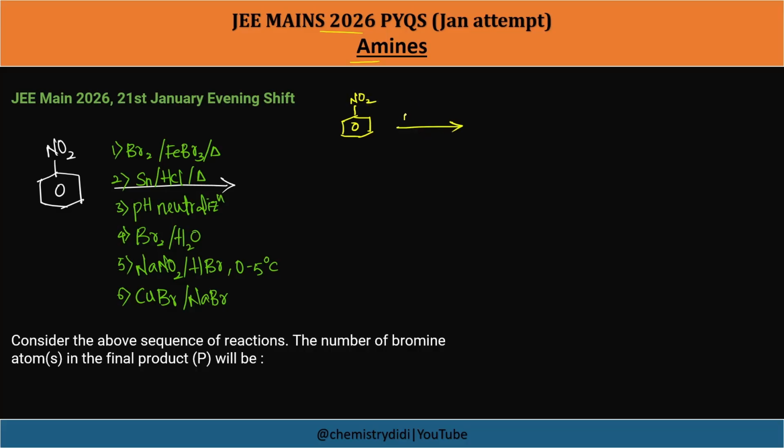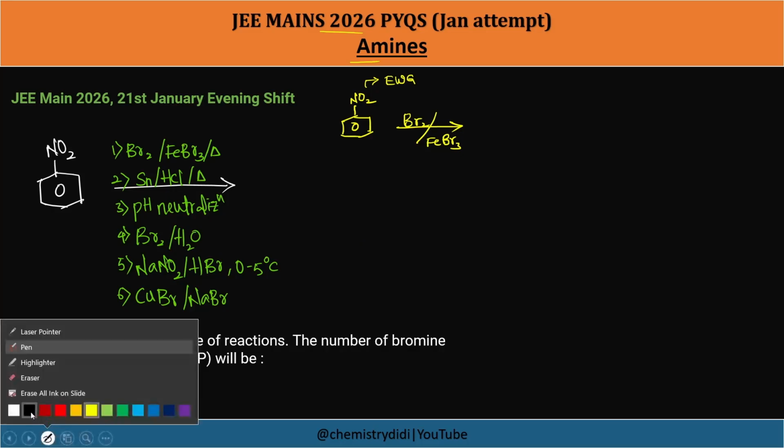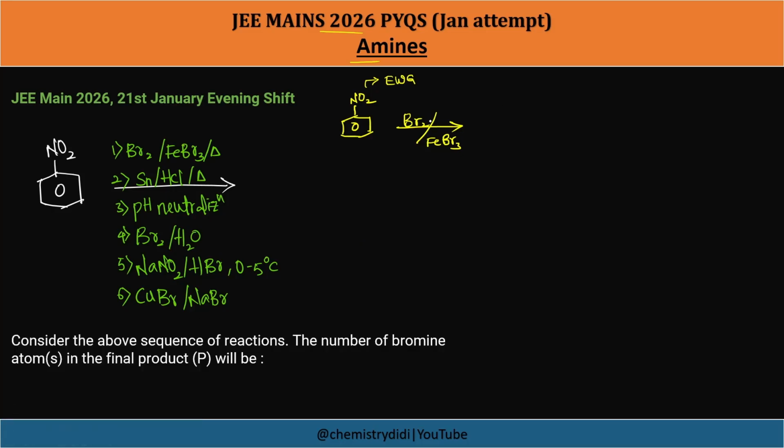And in the presence of this Br2, FeBr3 and heat. So what happens here, as we know that this NO2 is an electron withdrawing group, right? And it is a strong electron withdrawing group. And we know that electron withdrawing groups are meta directing groups. So this reaction is basically electrophilic substitution. Here the electrophile is Br positive. Okay. Let me write the product over here. So here a bromine will get substituted over the meta position with respect to this NO2.